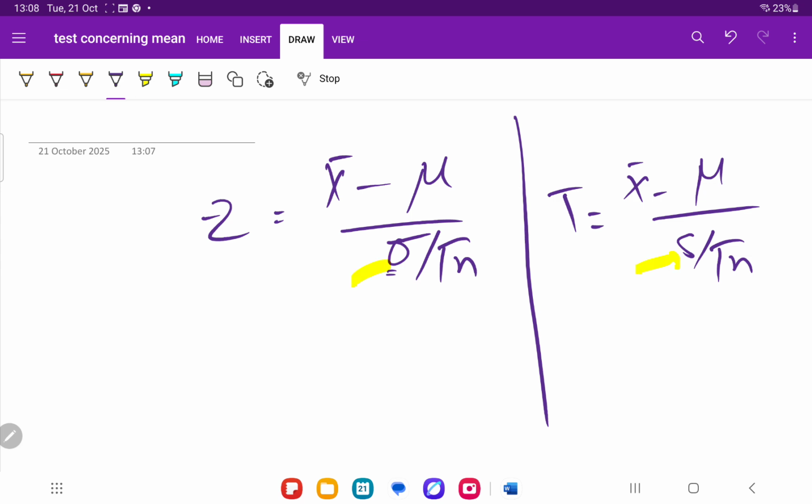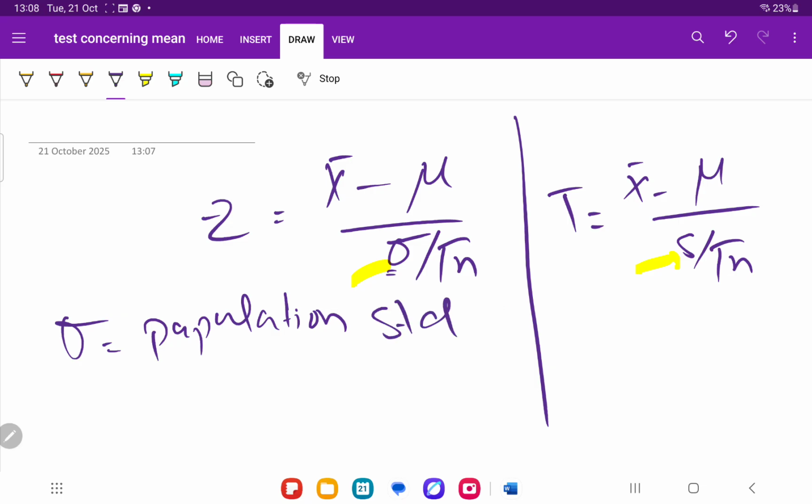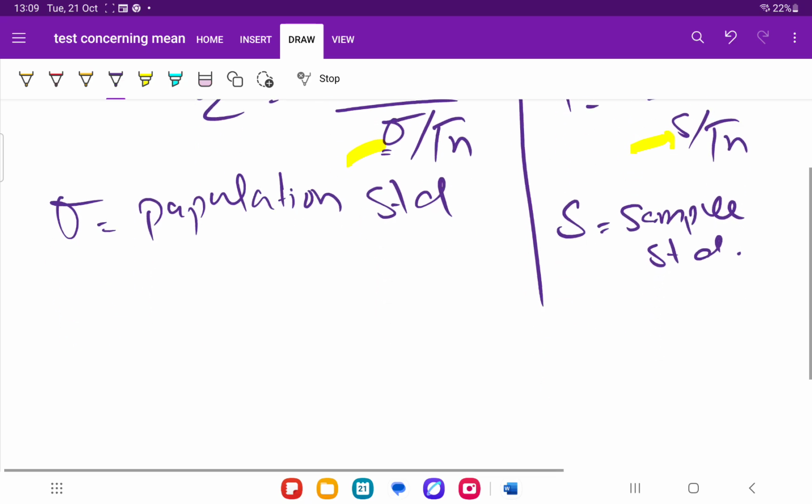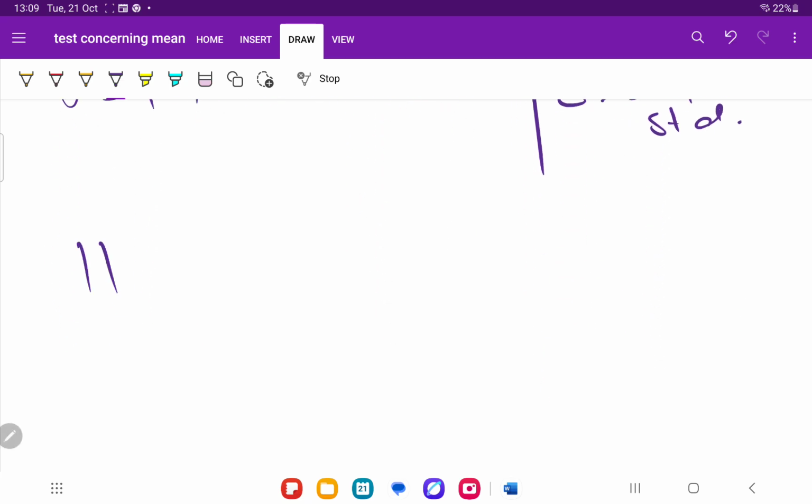One is the population standard deviation, sigma, and s is the sample standard deviation. So these two tests depend upon whether the population standard deviation or the sample standard deviation is given. Both tests are similar. In each of the tests, you will form the null and alternative.